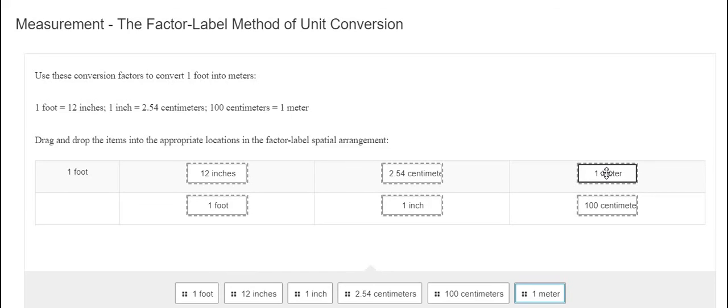Okay, and so this is how we do the factor label method of unit conversion. We set up these conversion factors so that the units in the numerator cancel the units in the denominator in the next conversion factor. So hopefully this was helpful to you. This should be a relatively simple concept, actually, relative to some of the concepts that are out there. So I hope this was helpful.